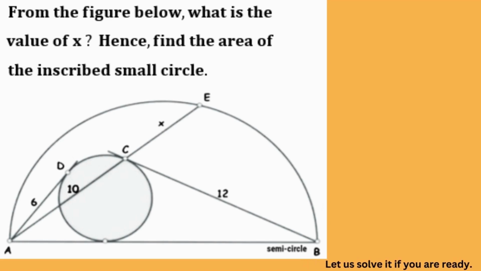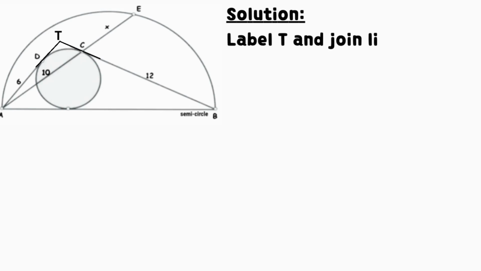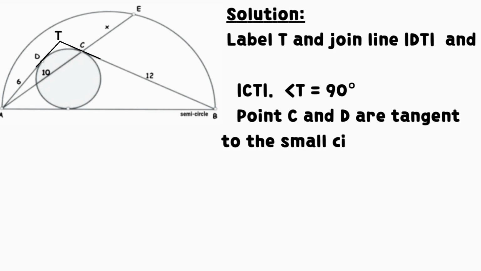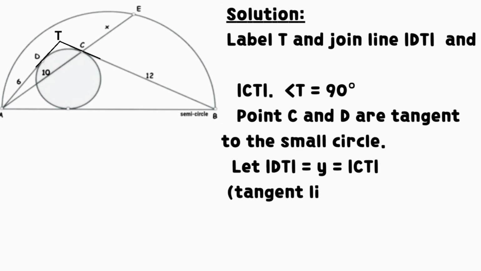Required to find x and the area of the small circle. Label T and join lines DT and CT.